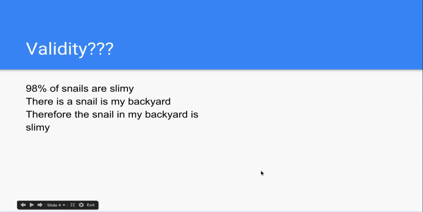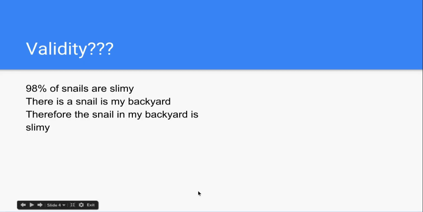98% of snails are slimy. There is a snail in my backyard. Therefore, the snail in my backyard is slimy. Now, this is an inductive argument. The truth of the premises does not guarantee the truth of the conclusion. It could be that my snail is among the 2% of non-slimy snails.